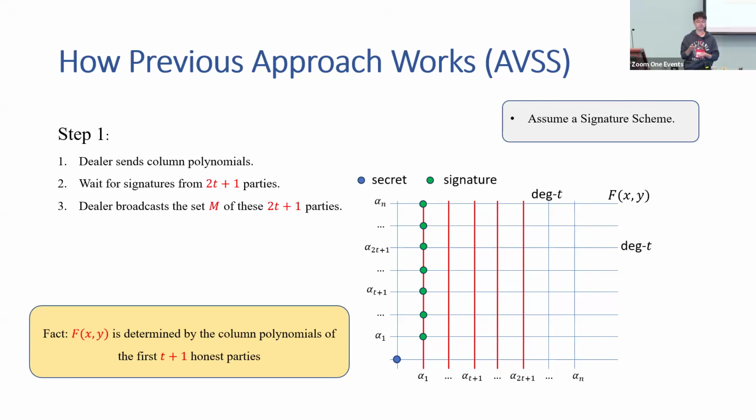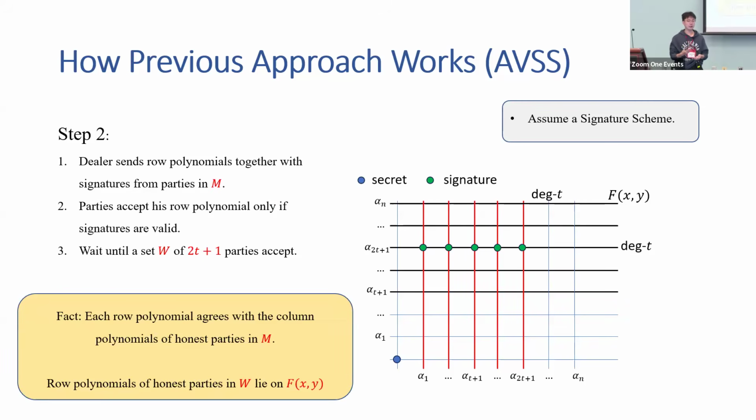since there are at least t+1 honest parties in this set M, their column polynomials are sufficient to determine the whole bivariate polynomial. Then in the next step, we let the dealer send the row polynomial together with the signatures to each party, and each party will accept his row polynomial only if all these 2t+1 signatures are valid. Here we can claim that if an honest party accepts his row polynomial, then this row polynomial must be correct. That's because among these 2t+1 signatures, at least t+1 of them come from honest parties, and their shares are sufficient to determine a degree t row polynomial. So all parties will terminate the sharing phase when 2t+1 parties claim that they accept their row polynomial.